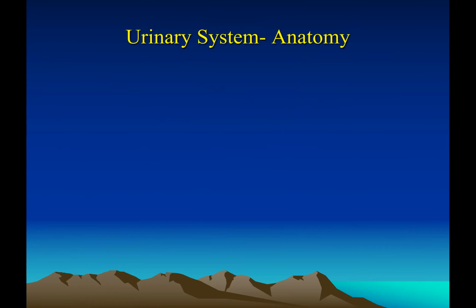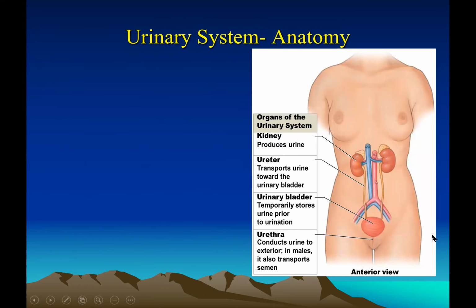So let's look at the kidneys. Here's a picture of your kidneys. The kidneys are responsible for cleaning up the blood plasma and making the urine. We have two kidneys found on either side of the vertebra. Anytime they describe the location of the kidneys, they will call it retroperitoneal. That means it's located posterior to the abdominal cavity, behind the peritoneum.